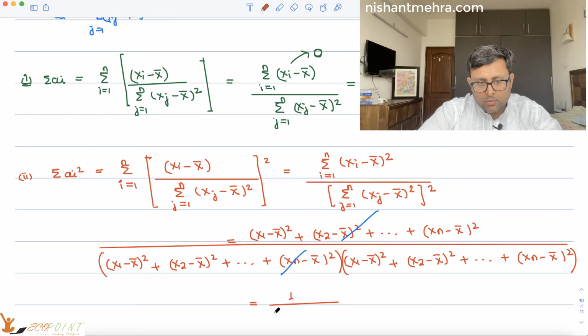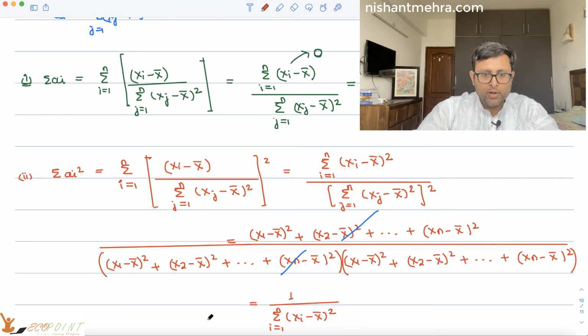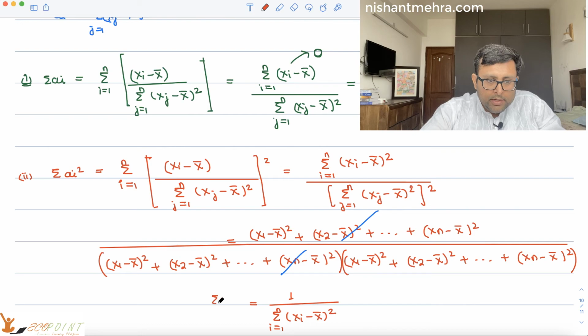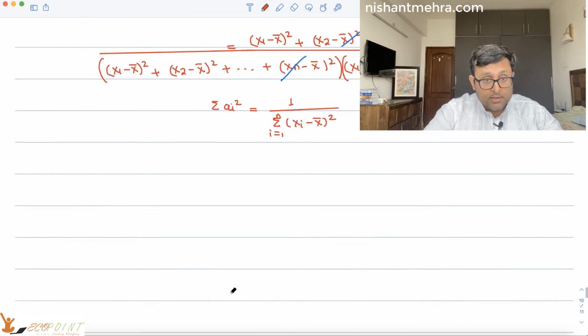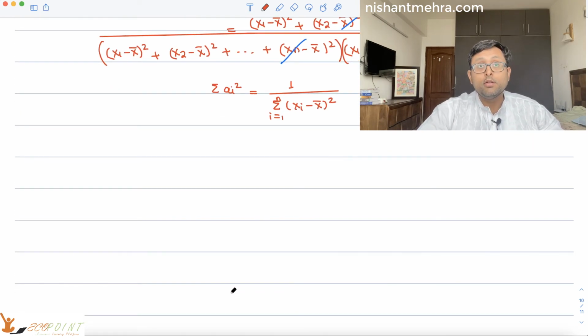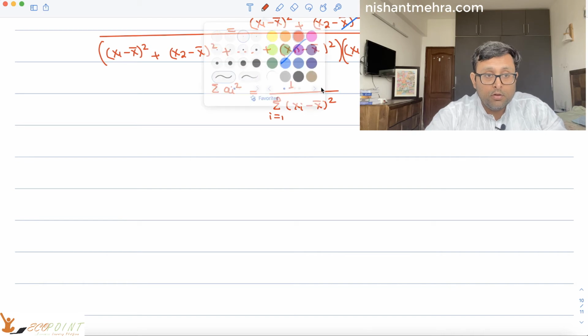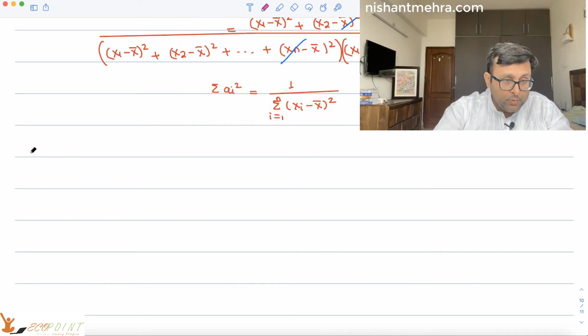So this you can write as what? Summation of i starting from 1 to n (xi minus x bar) square. That is it. Beta, that is what summation of small ai square will look like. See, we will be using these proofs somewhere in our other proofs. So that is the reason we are doing it this way.